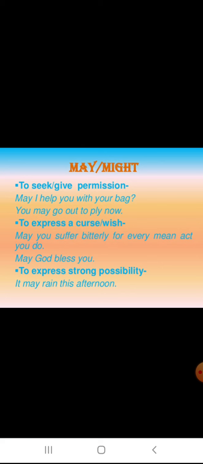Then how can we use may and might? To seek or give permission. May I help you with your bag? You may go out to play now. To express a curse or wish. You may suffer bitterly for every mean act you do. May God bless you. To express strong possibility. It may rain this afternoon.